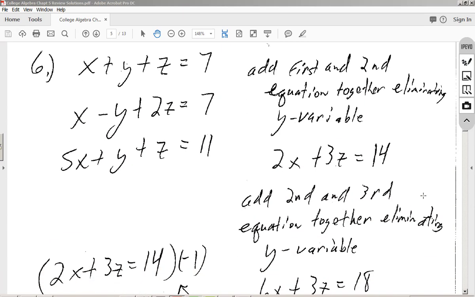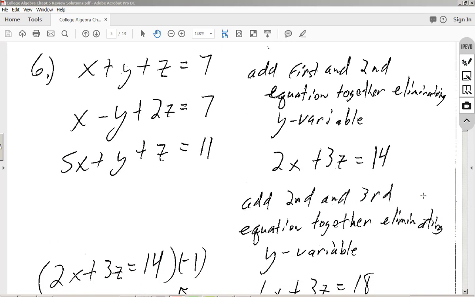Now in this next set, we got to go ahead and find and solve our system of equations. So we have to find out what the value of x is, the value of y is, and the value of z. So my three equations are x plus y plus z all equals 7. I have x minus y plus 2z all equals 7. And 5x plus y plus z all equals 11.